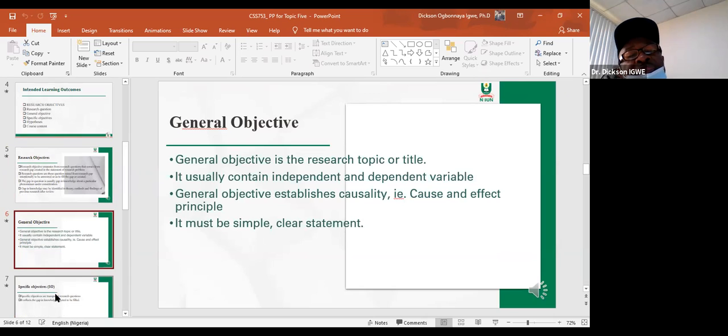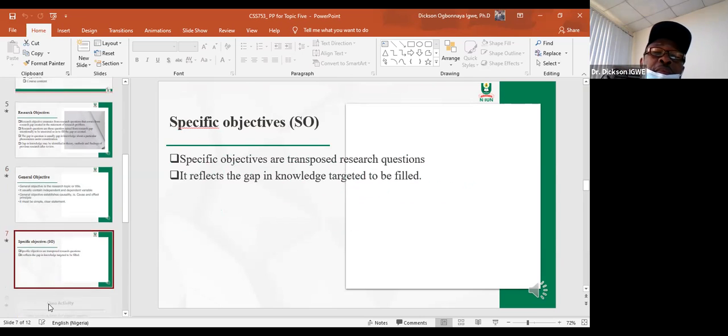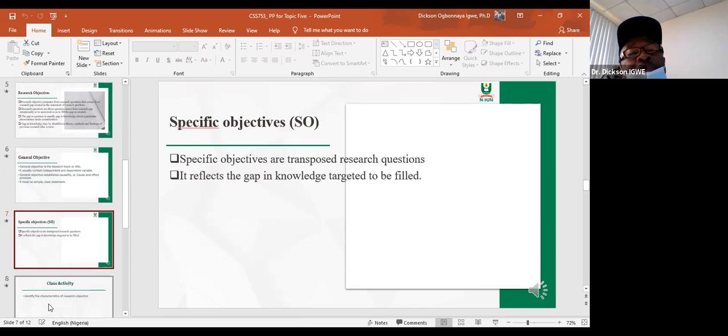General research objective involves the statement of the research topic or research title. It usually contains independent and dependent variables. The general objective establishes causality in the research, that is, the cause and effect principle. It must be simple and clear. Specific research objectives are specific and are transposed from research questions. They reflect the gap in knowledge targeted to be filled.